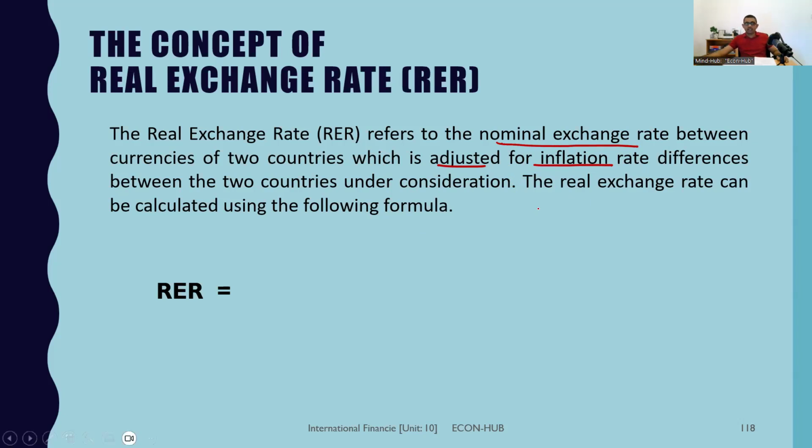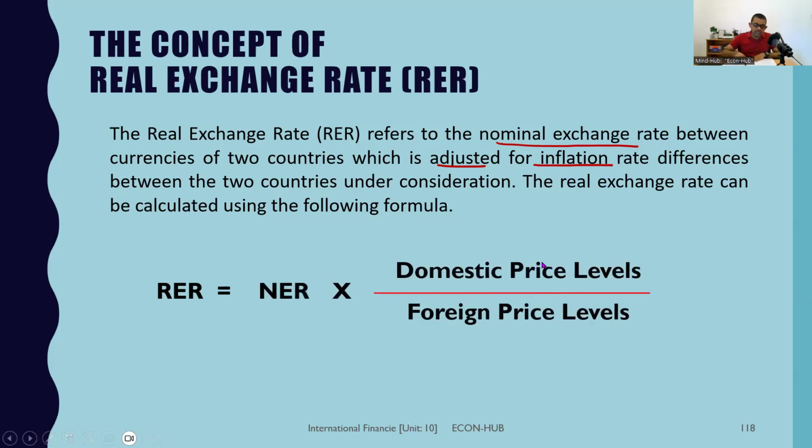The real exchange rate can be calculated as a formula. They rarely ask you to do calculations, but the formula is important for us to understand how real exchange rate changes happen. So read the formula once. What does it say? Nominal exchange rate multiplied by domestic price levels, meaning domestic inflation, divided by foreign price levels, or the other country's inflation. Once we do this, we convert the nominal exchange rate into the real exchange rate.